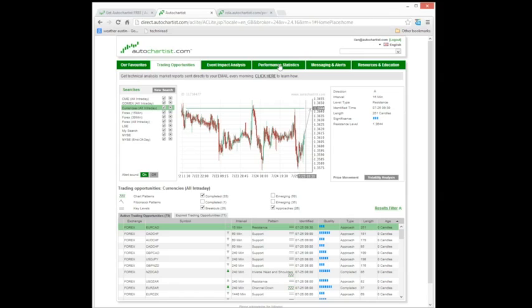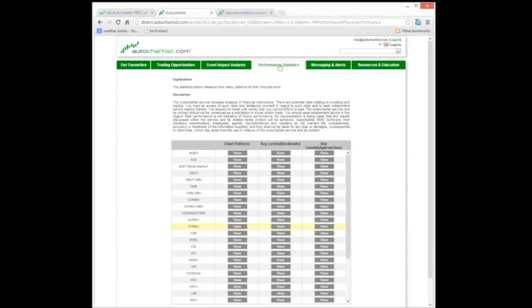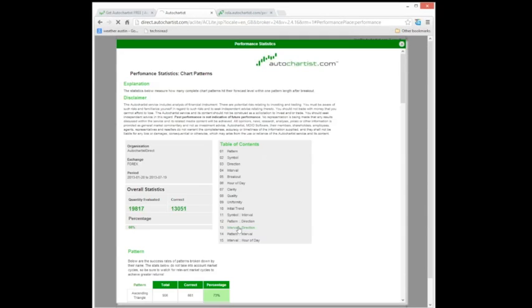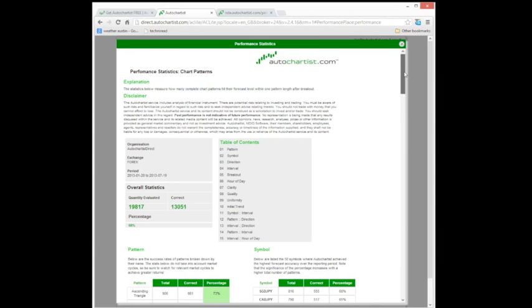And now I'm going to shift back into the performance statistics section. All right. And for example, I'm going to look at Forex performance of, say, chart patterns. Okay. Now this page that's come up on your screen right now shows you the breakdown of completed chart patterns over the last 6 months.